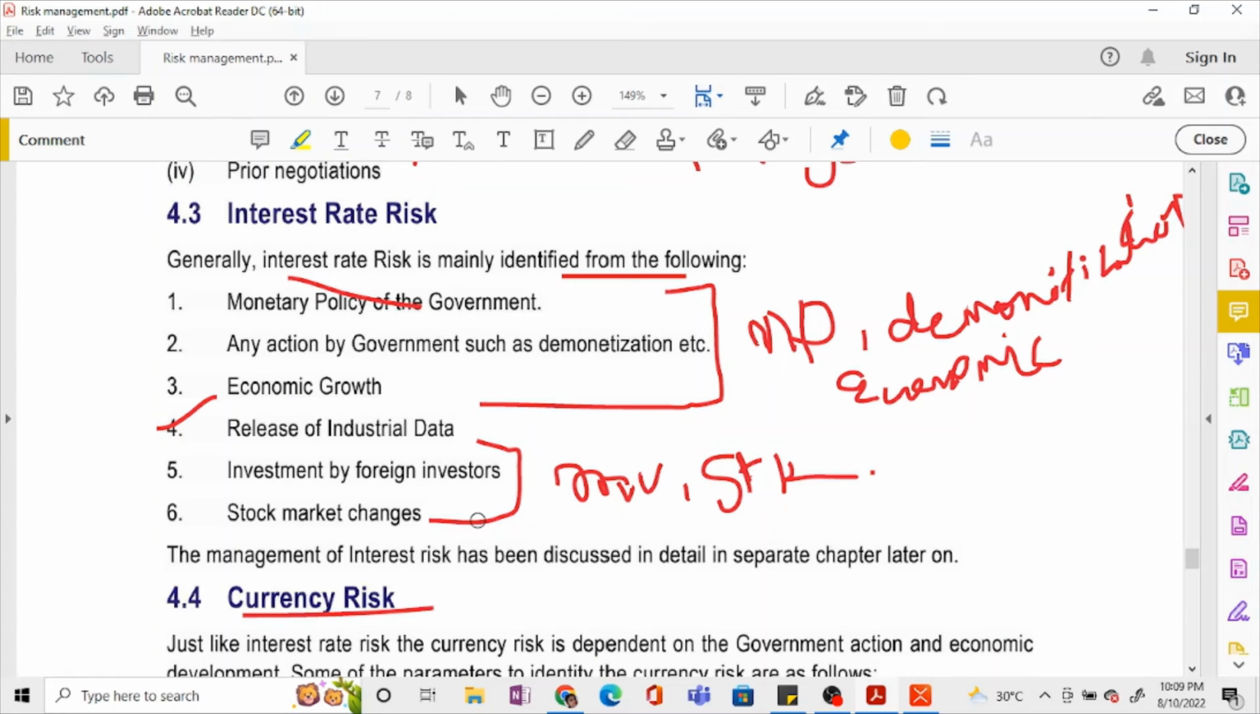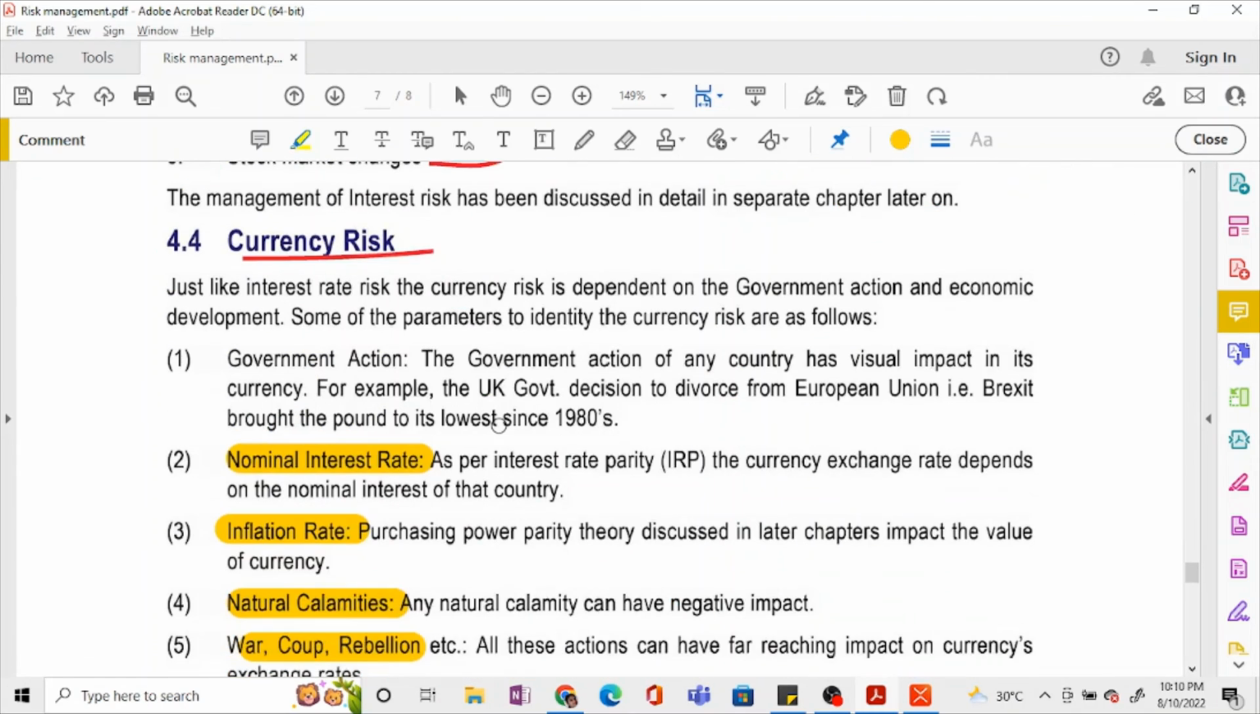And also investment by foreign investors. How much are foreign investors investing in that country? Stock market changes. What are the stock market changes? From this we can get the interest rate risk. And release of industrial data. Whichever industry we are going to invest in, we have to get the industrial data. These are the interest rate risk indicators. The management of interest rate risk is discussed in detail in a separate chapter later on.